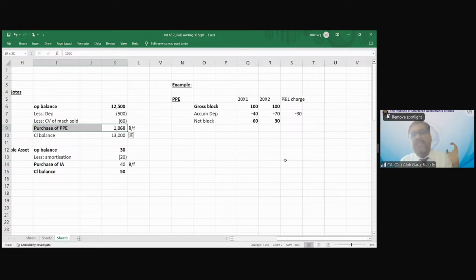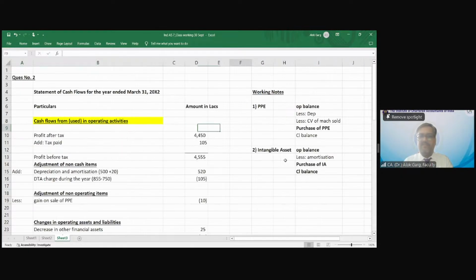The differential will go to P&L. Where? Sorry? P&L. Differential will go to P&L, right? Yes. Is that right? Yeah.